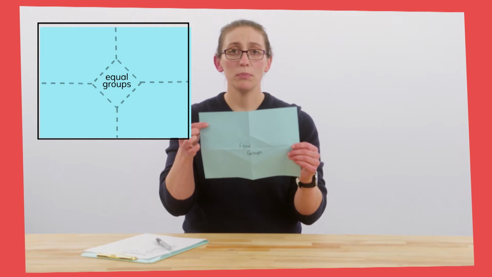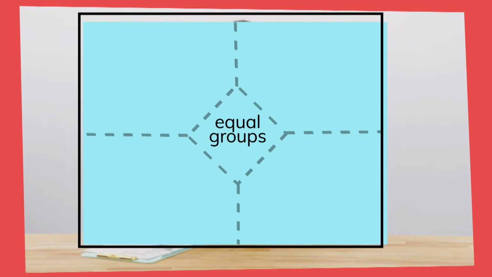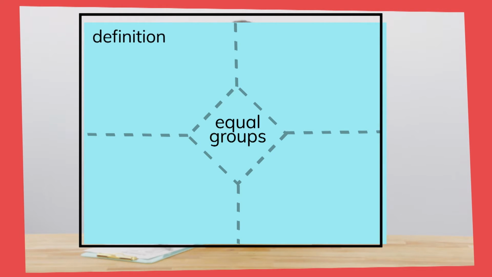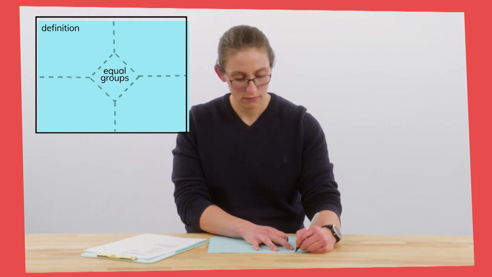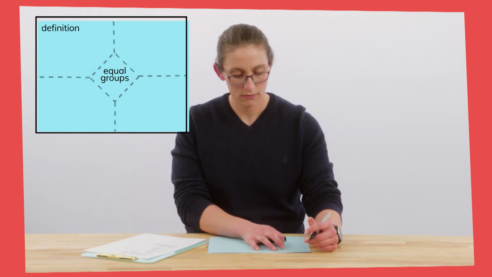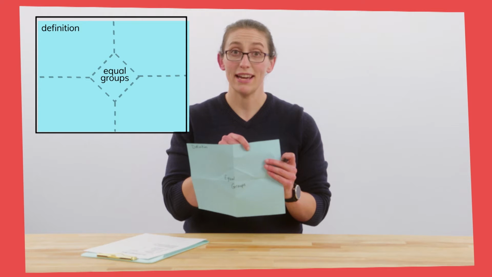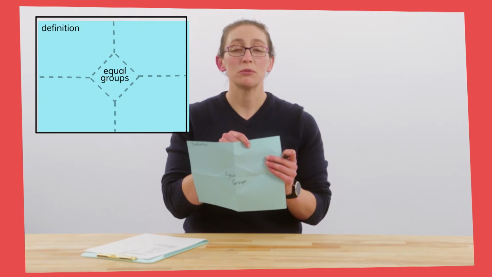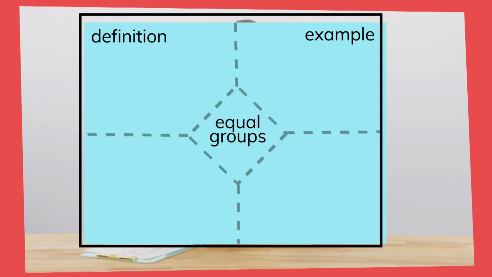Then, in the upper left rectangle, we're going to define this term. So let's write the word definition here. In the upper right triangle, or rectangle, whoopsie daisies, we're going to provide an example of equal groups. So let's write example here.